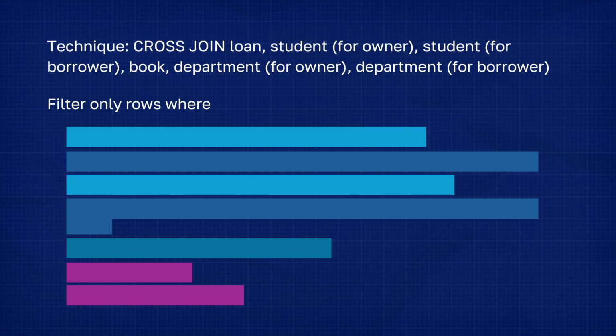You have to cross-join loan, book, student for the owner, student for the borrower, department for the owner, and department for the borrower. So in total, we will play around with 6 different tables here. But once you understand how to separate the rows, it's actually quite easy.